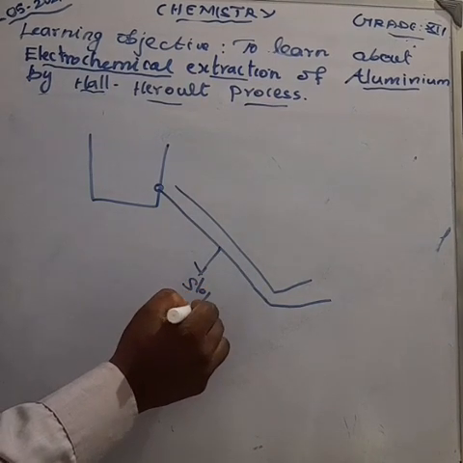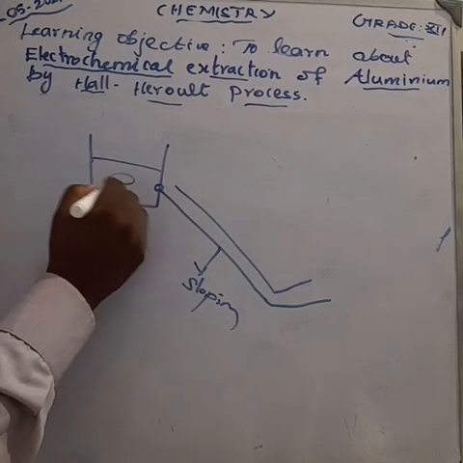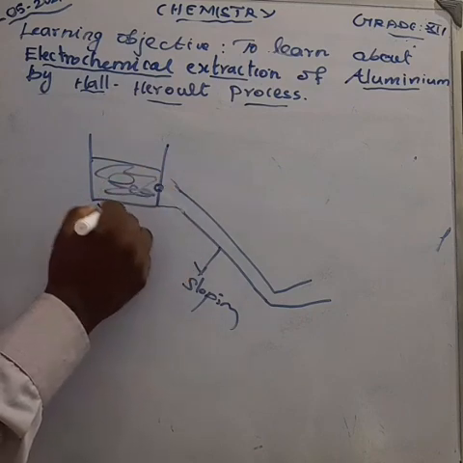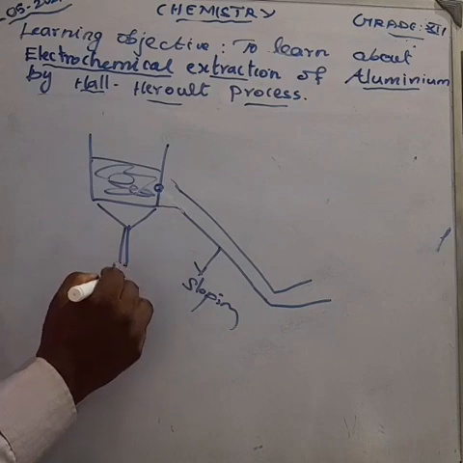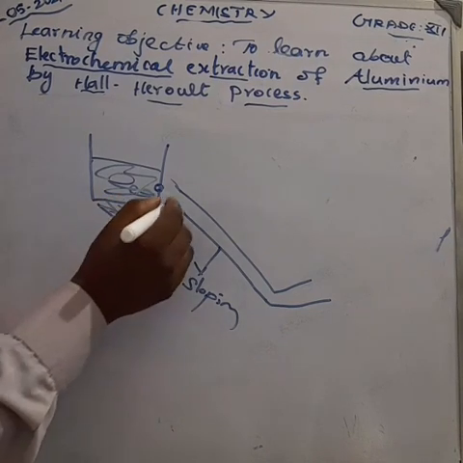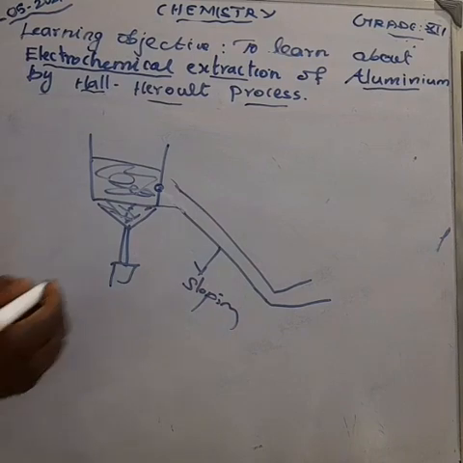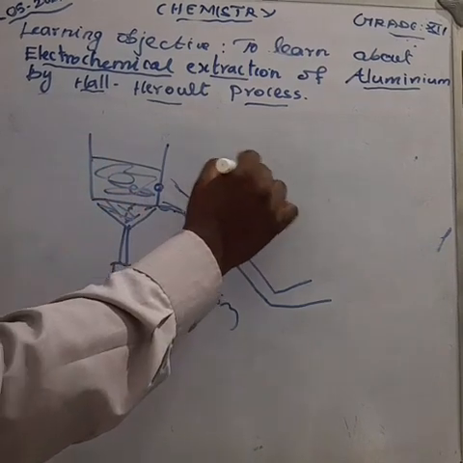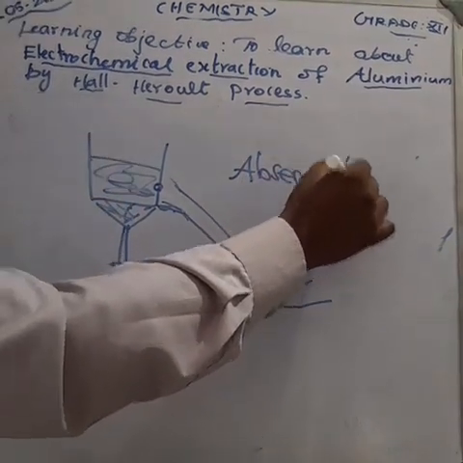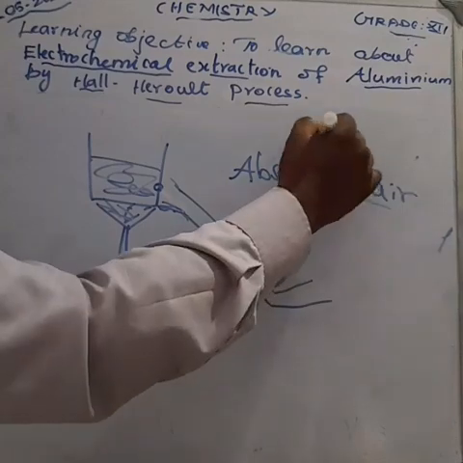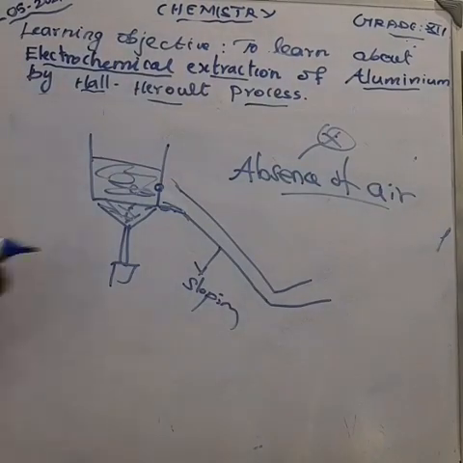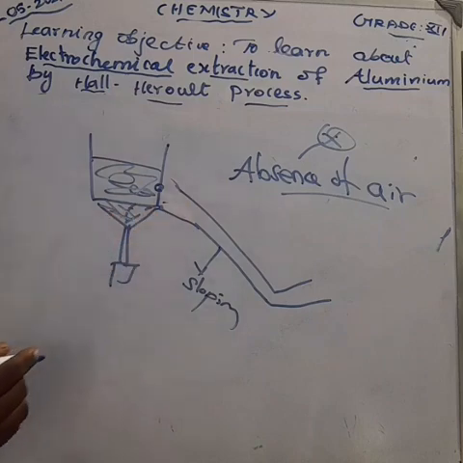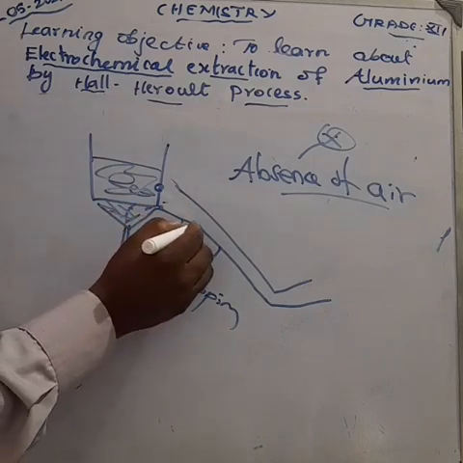The impure metal is placed on the sloping surface of a reverberatory furnace, one small type of furnace for heating purposes. It is heated just above the melting point of the metal in the absence of air. Don't forget that. Here, the molten pure metal flows down and the impurities are left behind. The molten metal is collected and solidified.